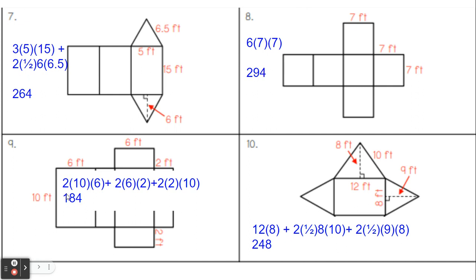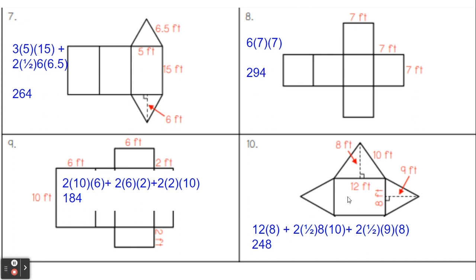For my last one, I have 3 different types of shapes. I've got the rectangle right here, which I have 2 of. Those are 10 by 6. I have the 2 longer rectangles, which are these 2 rectangles here. So 6 feet by 2 feet. I've also got my 2 feet by 10 feet right here. So I've got 2 of these longer rectangles here, and I get a total of 184.